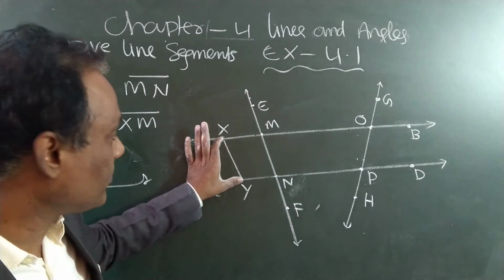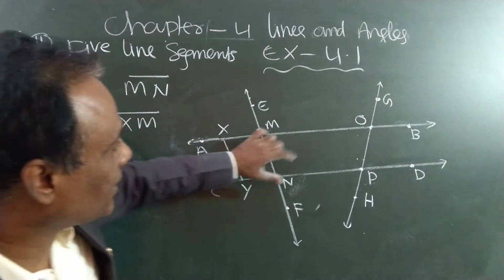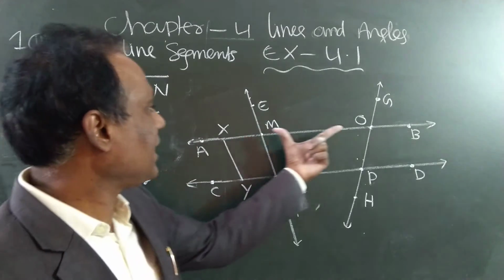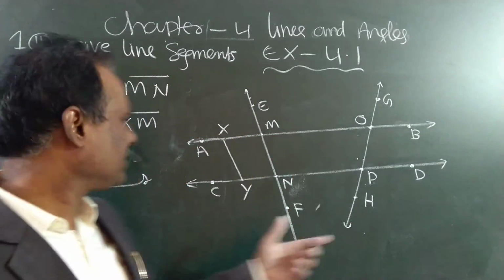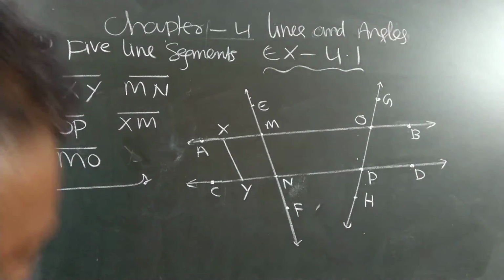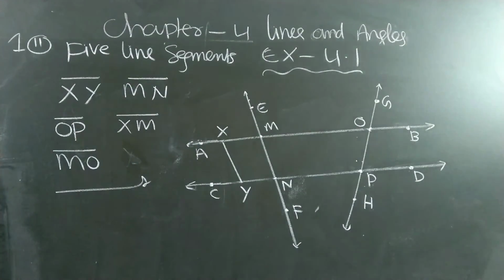XY is a line segment. MN is a line segment. OP is a line segment. XM is a line segment. MY is a line segment. Like that, 5 are asked, 5 we wrote. Any answer we can write. Third question.